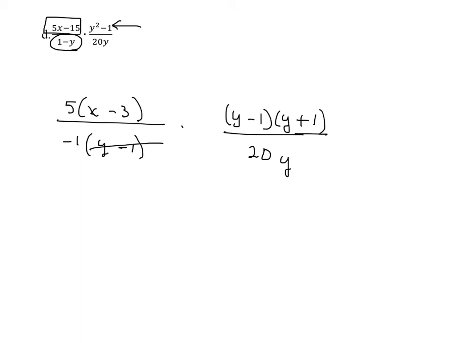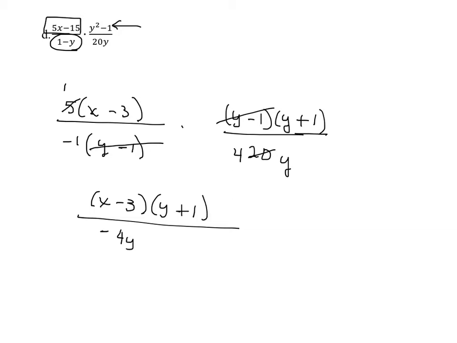So now let's see what we can get rid of. The y minus 1. 5 goes into 5 once, 5 goes into 20 four times, and I think that's all she wrote. So the top will be x minus 3 times y plus 1, and the denominator will be a negative 4y. Done. Now, a lot of people ask where to put the negative. It doesn't matter. You could put it on the top like this, or you can put it directly in front.